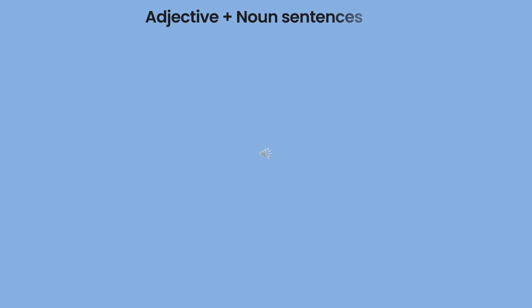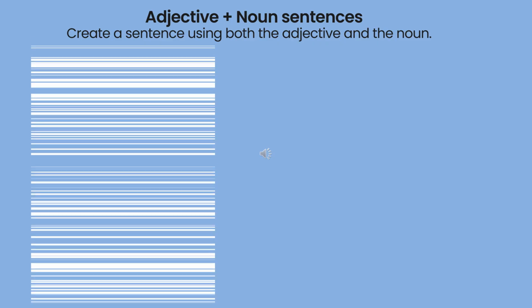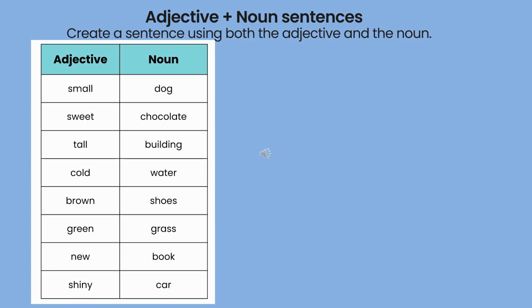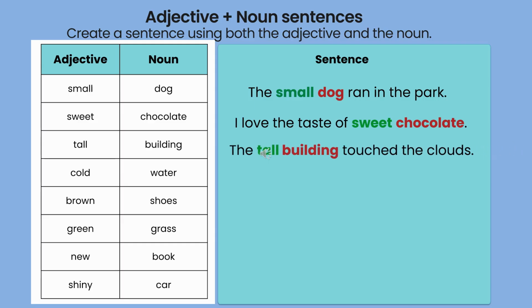Alright, adjective experts. We've learned all about what adjectives are and how they work. Now, it's time to put your knowledge into action with a fun activity. Let's start with our first pair, small, and dog. The small dog played in the park. Sweet, chocolate. I love the taste of sweet chocolate. Tall, building. The tall building touched the clouds. Pause and create your sentence with cold water. Remember to make it a complete thought. I drank cold water after my run.